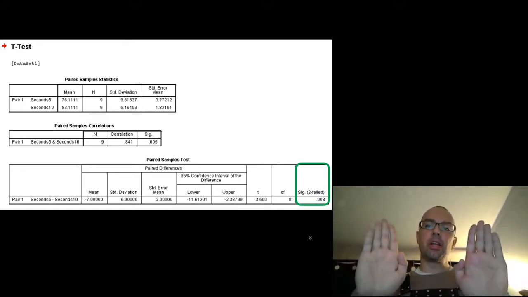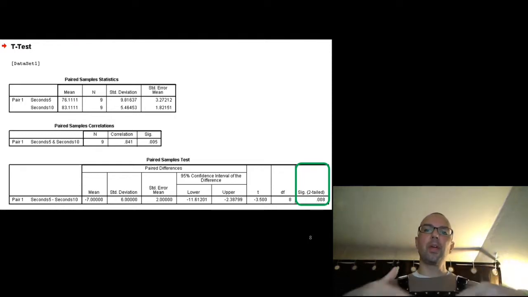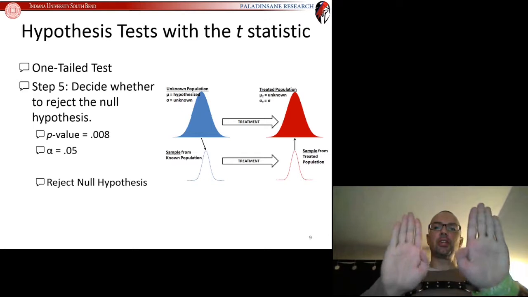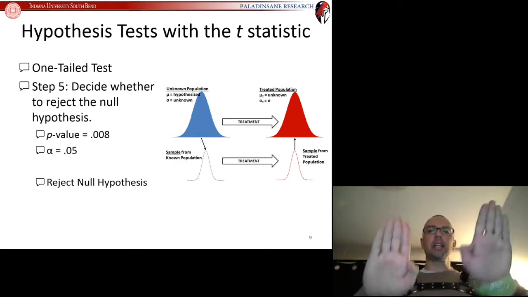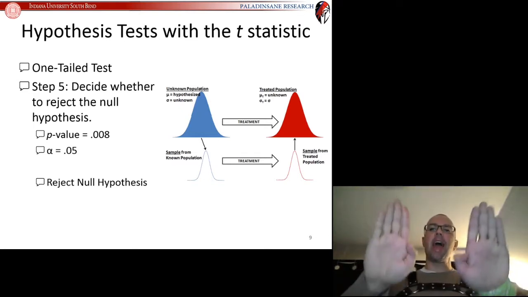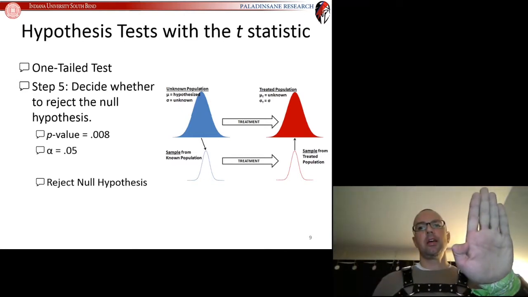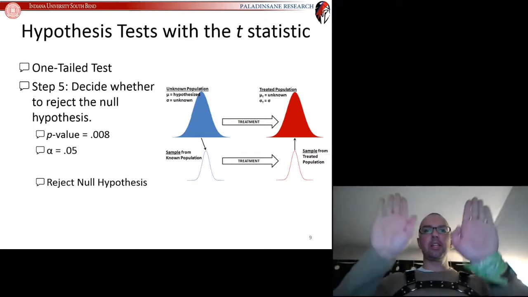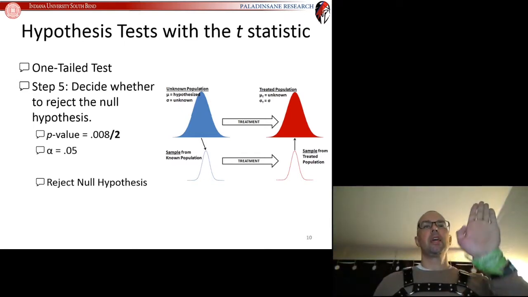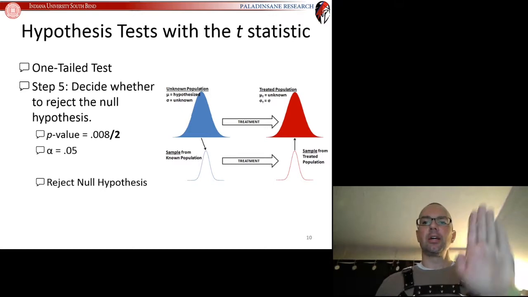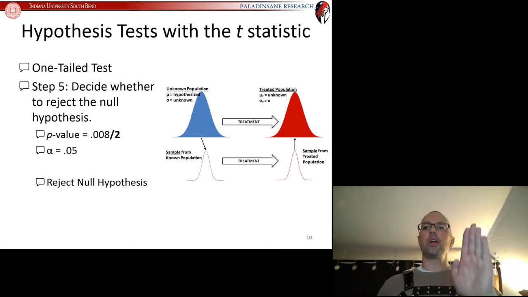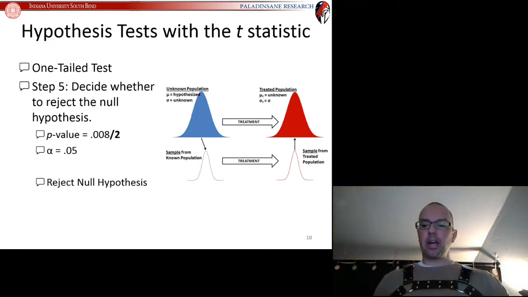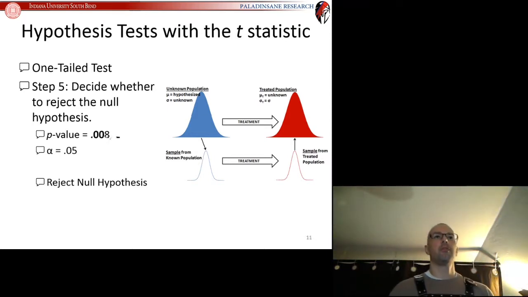So if that's the probability for two tails, then if we want to do a one-tailed test and SPSS has given us a probability for two tails, what we need to do is take that probability and divide it by half to get rid of one of the tails. So the only step we need is to take that p-value and divide it by 2 in order to get the one-tailed t-test p-value. So this 0.08 divided by 2 is 0.04.